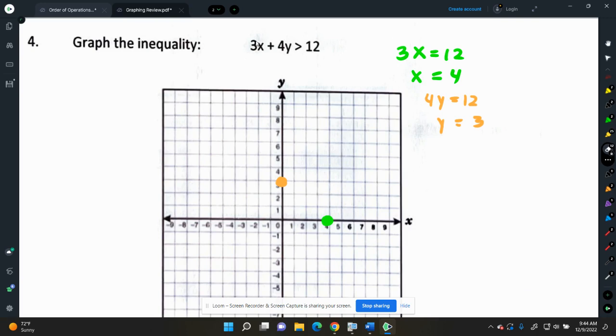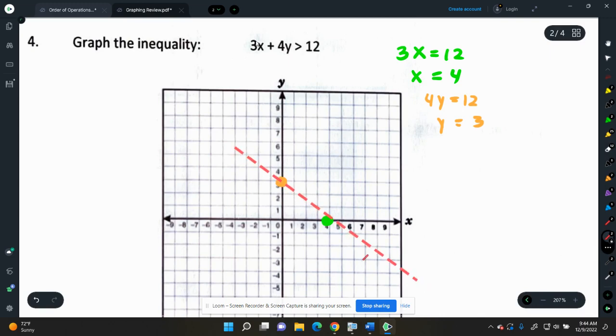Would you put a dotted line since there's no equal line? Yes, it's going to be a dotted line. Very good. Manuela, if you were to put it in slope-intercept form, is that wrong? No, it's not. That would be perfectly fine. Shade above. Why am I shading above? Is it the greater than sign? It's greater than. Yes.